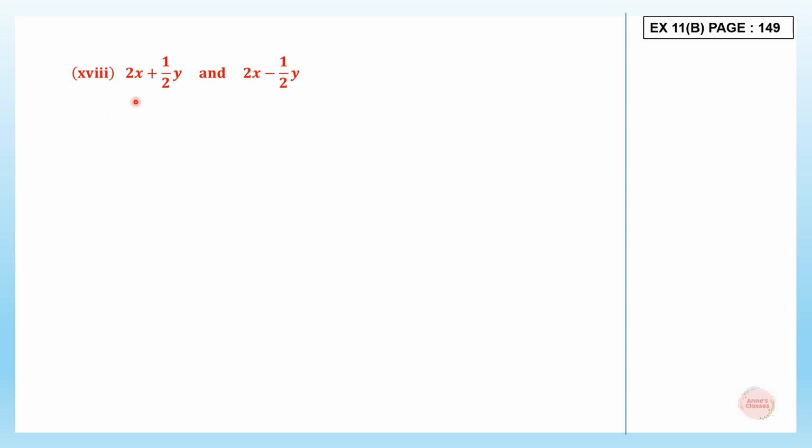Now the last one here, we have to multiply this binomial and this binomial. Let's write this first. So 2x plus 1 by 2y into 2x minus 1 by 2y. So first we're going to multiply 2x into this first term, which is 2x. So numbers, 2 2's are 4, x into x is x to the power of 2. So we are done with this first one.